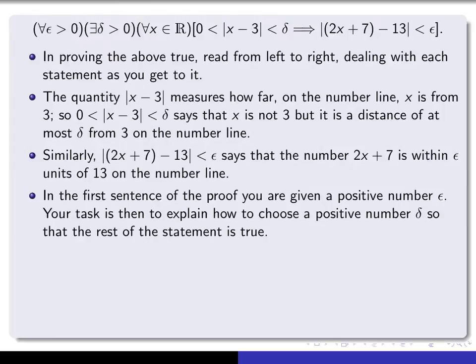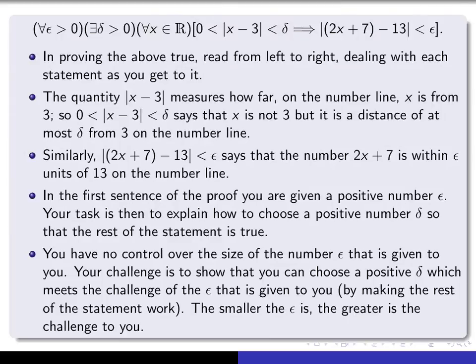So how do you respond when you want to prove something that continues like that? Well, you have to figure out how to choose that number delta. So essentially that's your task. You have to figure out how to choose a delta so that the rest of the statement works relative to the epsilon that was given to you and the delta that you've chosen.